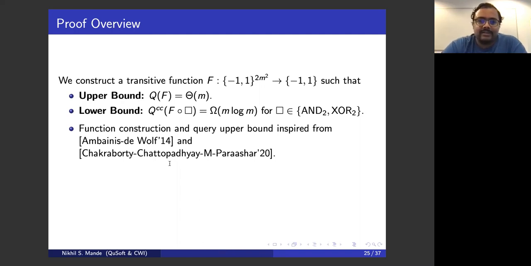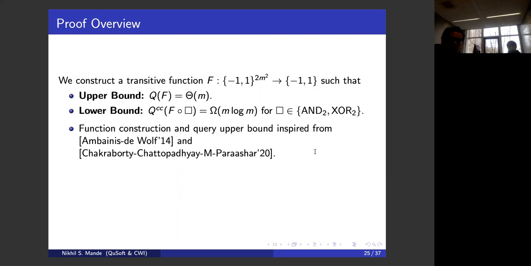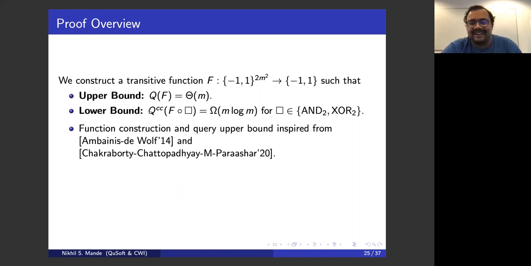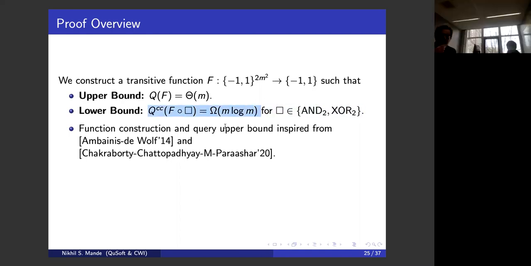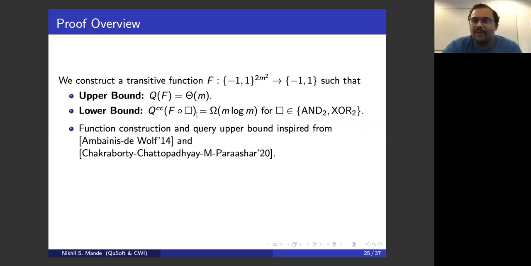The function construction is inspired by this previous result of ours, which in turn was heavily inspired. To interrupt you, Nikhil, but the QCC lower bound, this is for the unbounded error setting, right? That's true. So yeah, although I've stated it here in this form, this lower bound holds even when the error is arbitrarily close to half. So which is the unbounded error model, like Ronald pointed out. Yep. Yeah, so the function and query upper bound is inspired from a previous result of ours, which in turn was heavily inspired by a function construction and query upper bound of Ambainis and de Wolf in 2014.